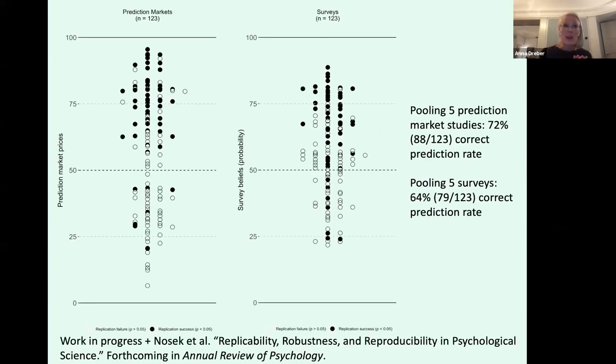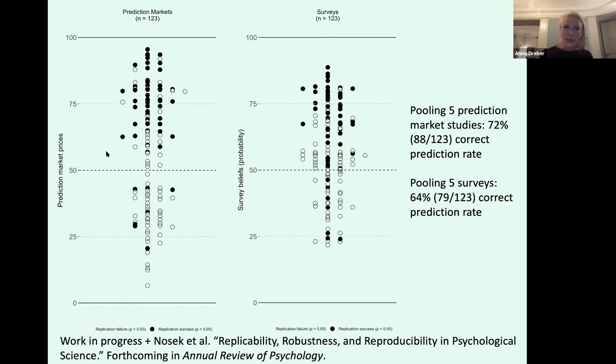So here I'm showing you 123 replications for which we have replication outcomes, prediction market prices, and survey beliefs. I'm thinking about the work that we're doing with Thomas Pfeiffer, Felix Holzmeister, Michael Gordon and others, where we're basically adding more and more data to these projects, to update these figures with more information. Right now, this is the current situation, and this is summarized in a forthcoming paper by Nosek et al.